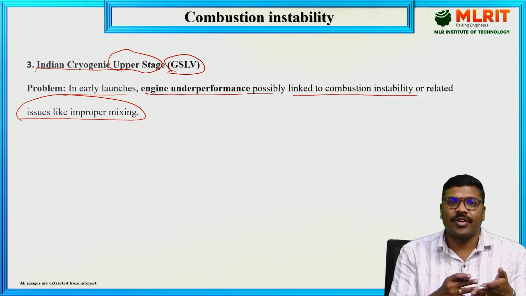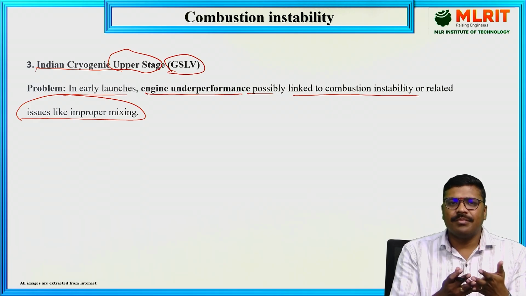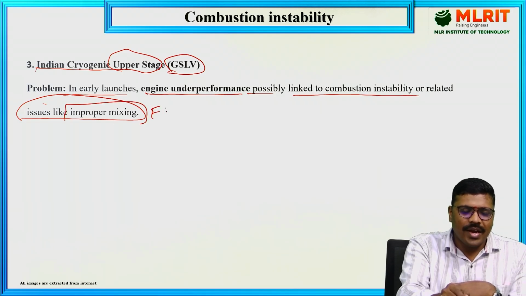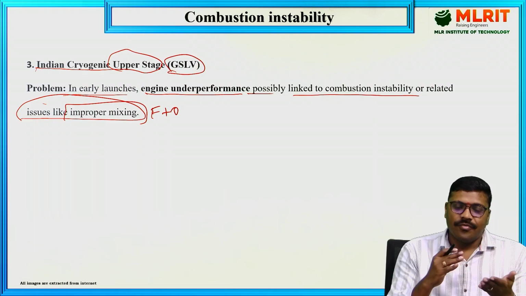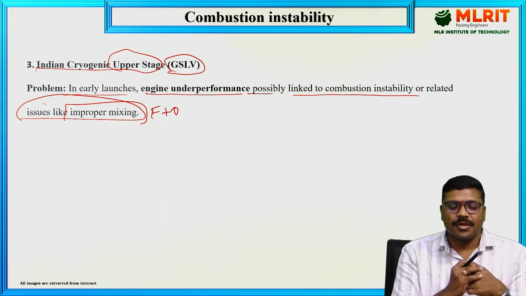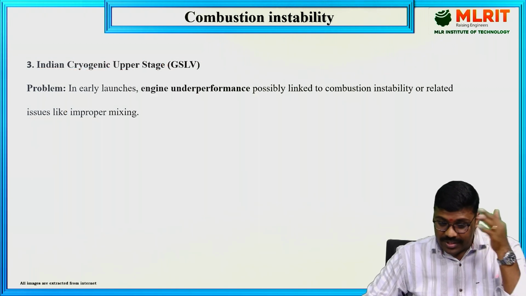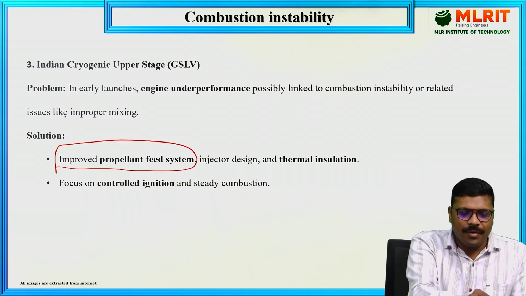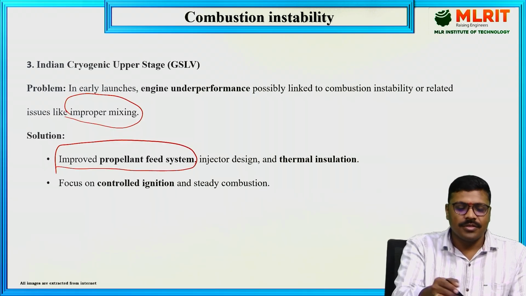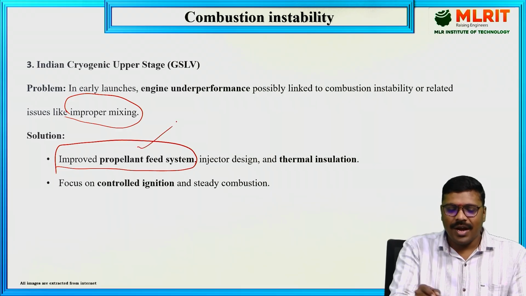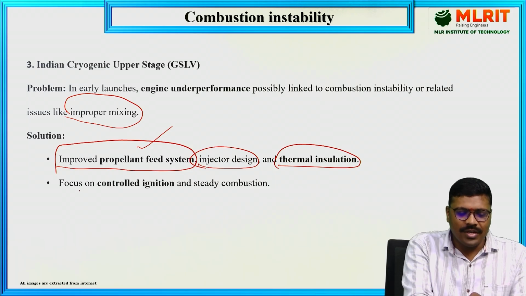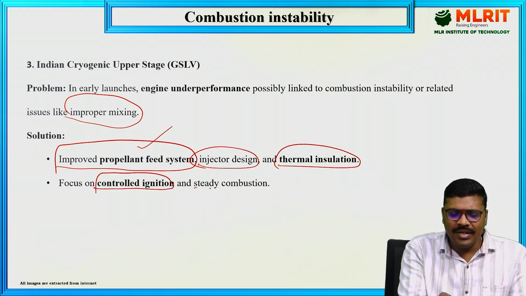The combustion is not uniform because of improper mixing of fuel and oxidizer, or the flow rate which you are maintaining in the combustion chamber. So these are the reasons for underperformance of the engine in the cryogenic upper stage of the GSLV. The solution they found is that they improved the propellant feed system. The reason they found is improper mixing, right? So they redesigned the propellant feed system, the injector design and the thermal insulation. They focused on controlled ignition and steady combustion.